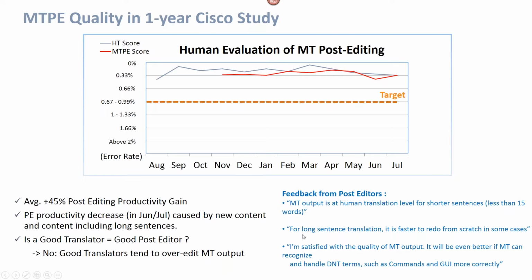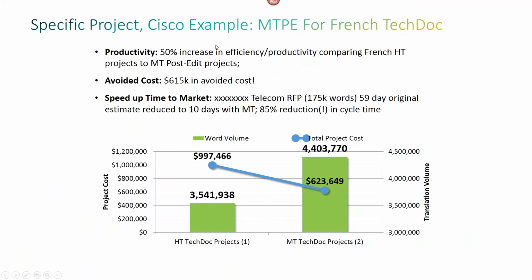There were occasionally some unexpected setbacks. There was an incident here where the productivity went down a little bit because new terminology had been introduced, or new translation memories that contained new terminologies, and the post editors had to get used to that. But overall, it was above this curve. The target was to see an improvement, and it was significant for specific projects in that timeline, 50% overall, and some of them even more, 85% reduction in cycle time for releasing a product. A 59-day original estimate came down to 10 days.